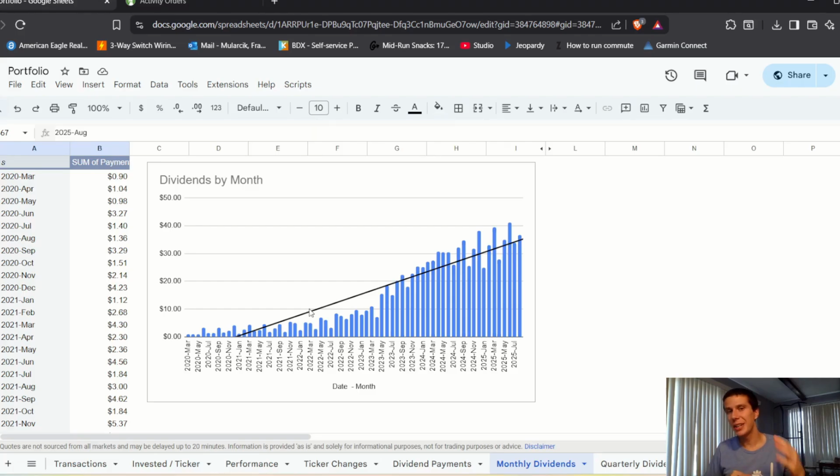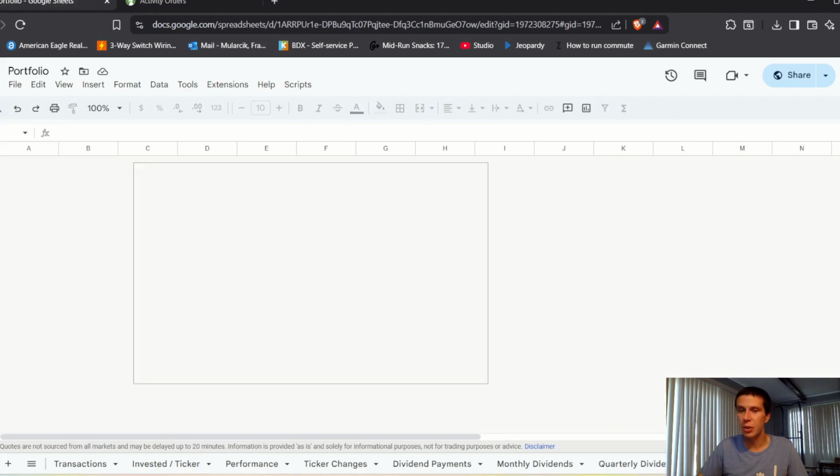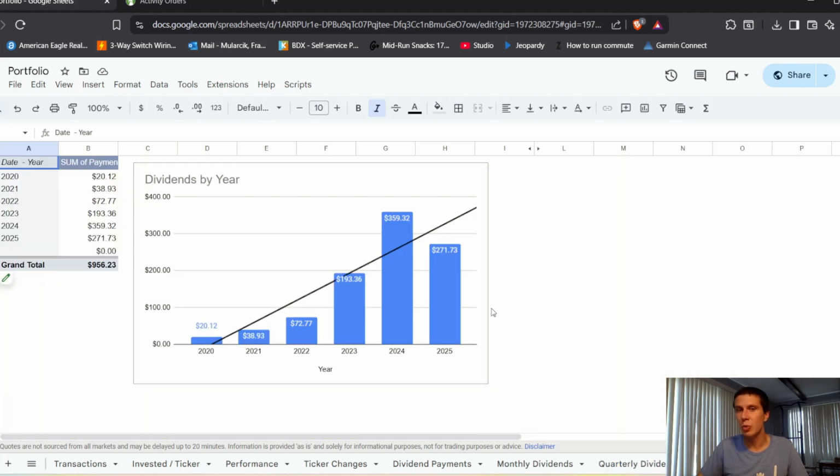So we can see definitely a solid upward trend. Growth has slowed a little bit over the past year or so, but I've definitely been investing less per month, I'd say, for most months, and getting some dividend raises. Didn't have any to show this month, I don't think. If we look at the quarterly dividends, $70 so far this quarter, 2 months of the quarter done, and then $271.73 of dividends so far this year.